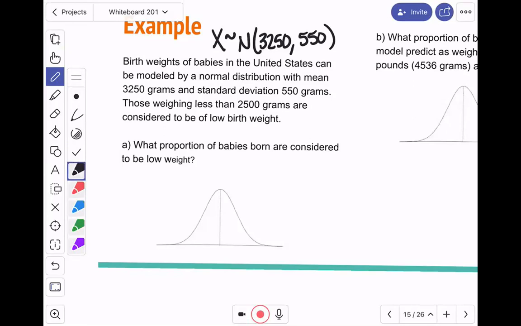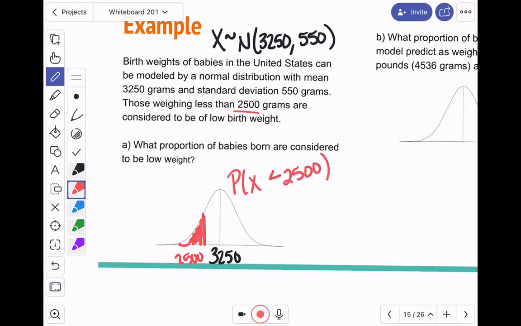Label the mean on the graph first at 3250. They told us that low birth weights are 2,500. So what side of the 3250 does that fall on, left or right? Left. So we're somewhere over here, right? That is the 2,500. And we're going to shade it which way, left or right? Left, because we're talking about low birth weights. It's all these people this way. So we want to find the probability that X is less than 2,500.